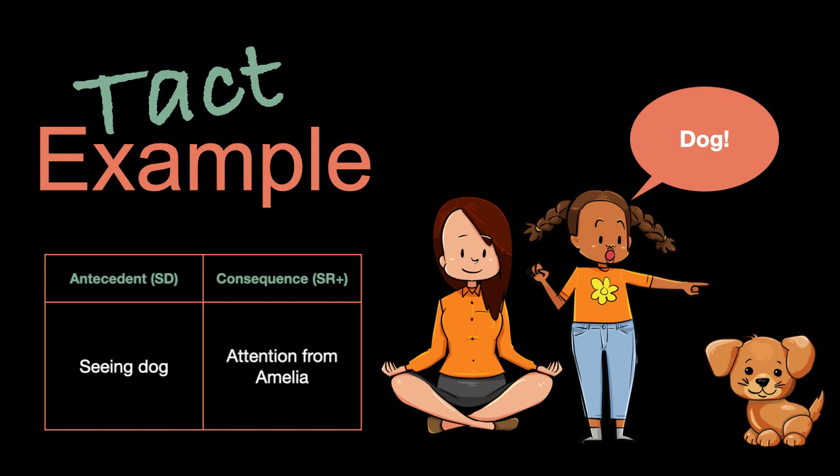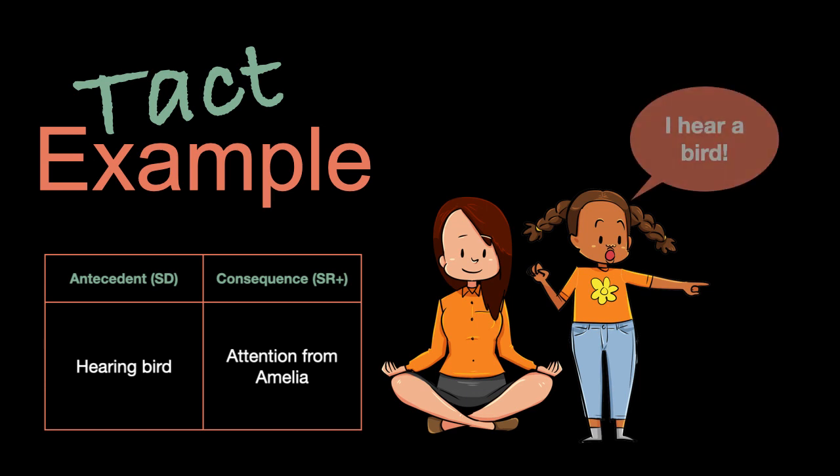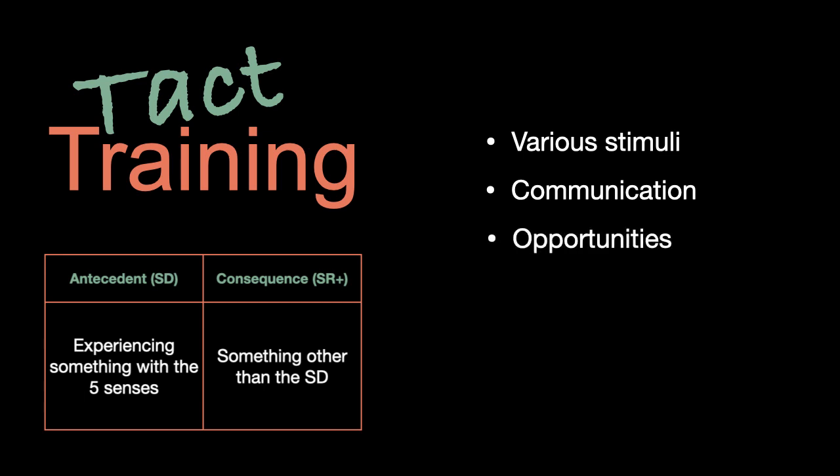Tacting is an important part of joint attention. Jenny does not need to point for this to be a tact. She could also use sign language or an AAC device to communicate. Jenny can tact anything she experiences with her 5 senses, including something she smells, tastes, feels, or hears. Teaching tacts requires exploring different sensory stimuli available in the environment, identifying how the learner best communicates, creating opportunities, prompting the communication, and providing reinforcement.